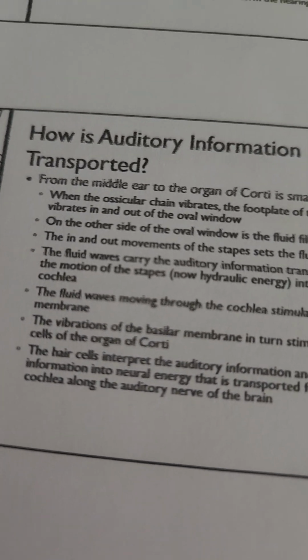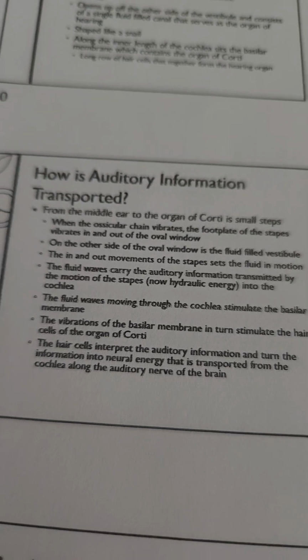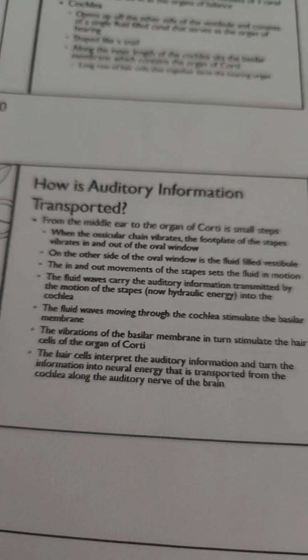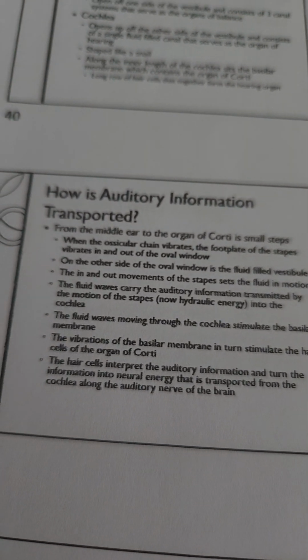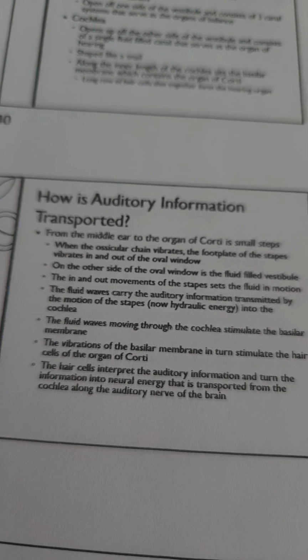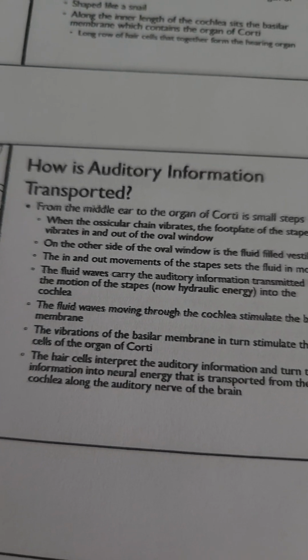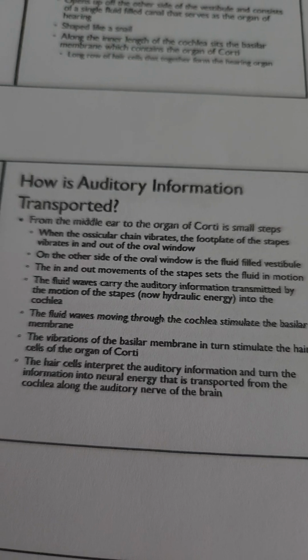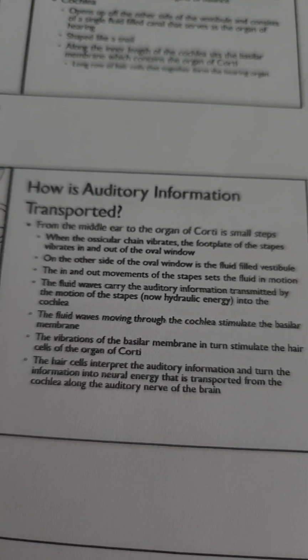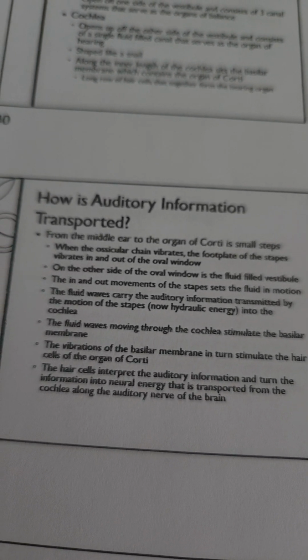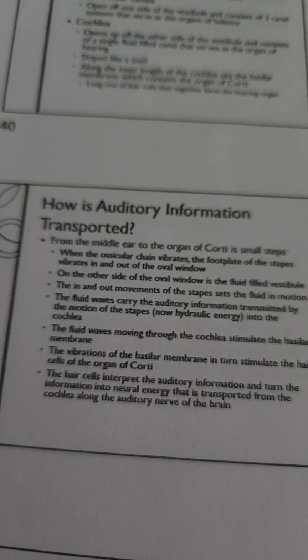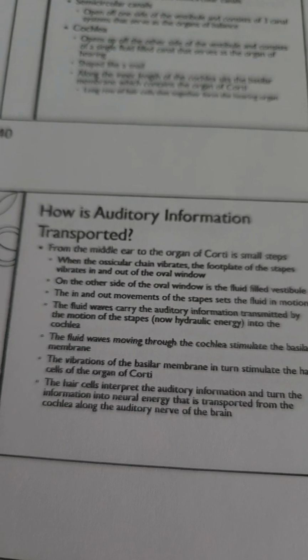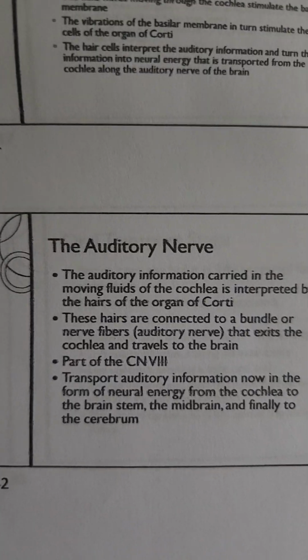The fluid waves moving through the cochlea stimulate the basilar membrane. The vibrations of the basilar membrane in turn stimulate the hair cells in the organ of Corti. The hair cells interpret the auditory information and turn that information into neural energy that is transported from the cochlea along the auditory nerve to the brain.